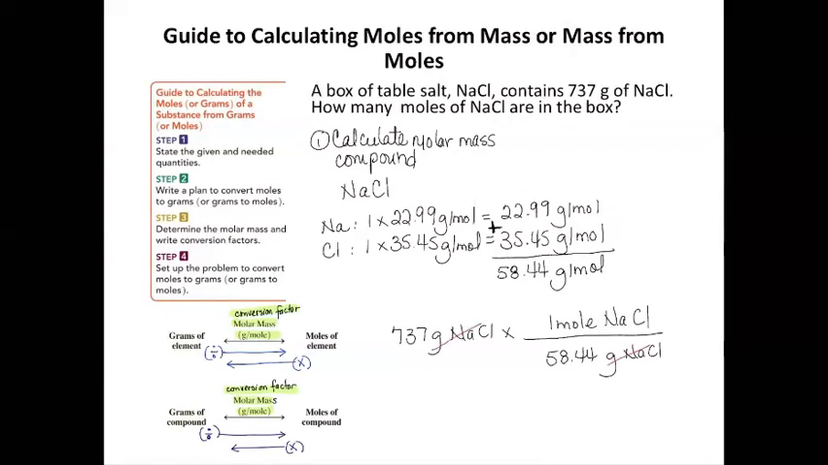The units of grams of NaCl cancel with each other. So then our result is going to be in moles of NaCl. And when I divide these two, 737 divided by 58.44, I find a calculator display that is 12.6112, so on and so forth. So I need to round my calculator display to 3 significant figures. So my final answer is going to be 12.6 moles of NaCl.